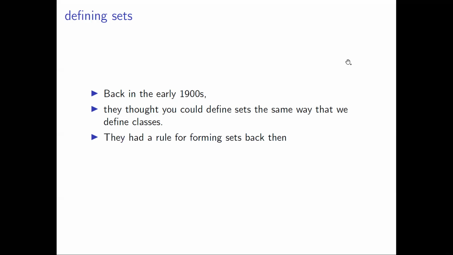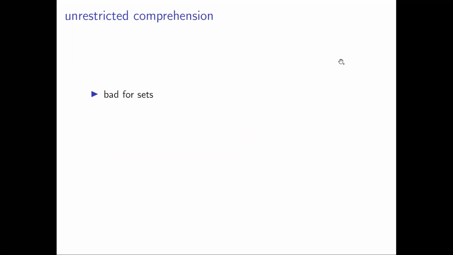And the rule they had for forming sets back then has a special name. We'll talk about it. It's called unrestricted comprehension. And we're going to see why unrestricted comprehension leads to very bad things, or at least things that are very bad if you're trying to make a theory that is useful. So, like I said, unrestricted comprehension is bad, for sets at least. And specifically, it's paradoxical, a certain kind of bad.